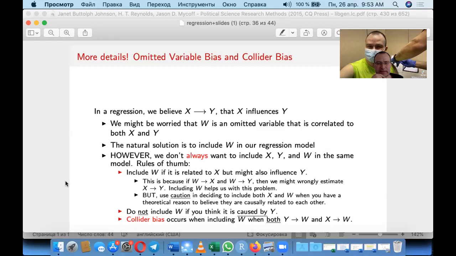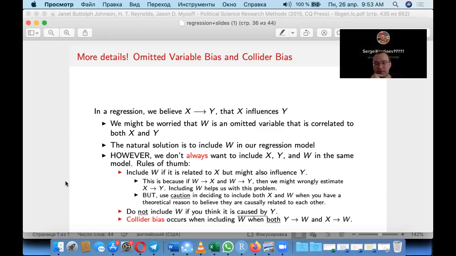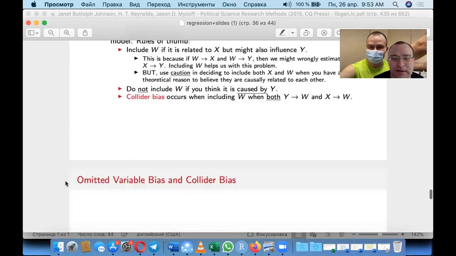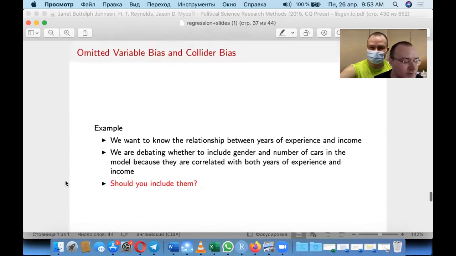And collider bias is a situation in which your variables in your already existing model, for instance, your independent variable and your dependent variable, they both have some kind of effect on your omitted variable, the W variable. So in this case, you have collider bias and you don't do this. So it looks very general. Let's have a look at an example.